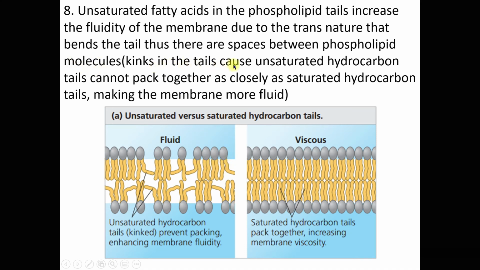So, kinks in the tails cause unsaturated hydrocarbon tails to not pack together as closely, compared with saturated hydrocarbon tails. So, making the plasma membrane more fluid.